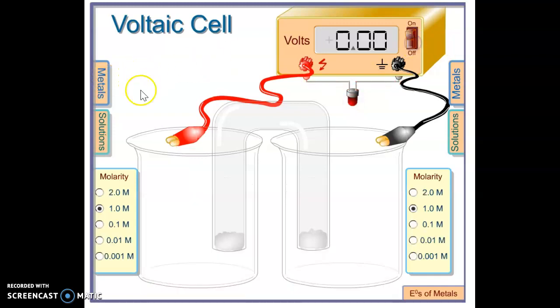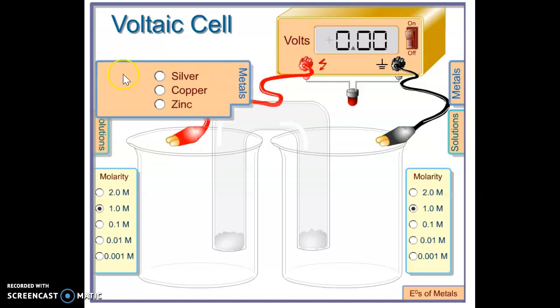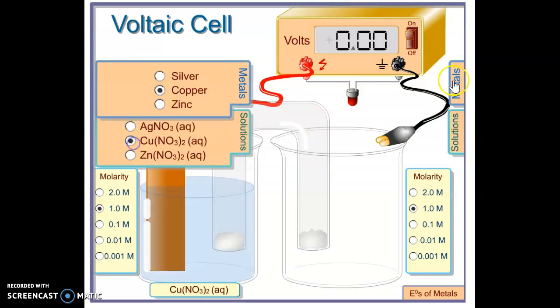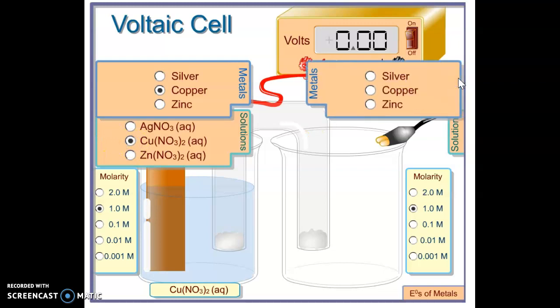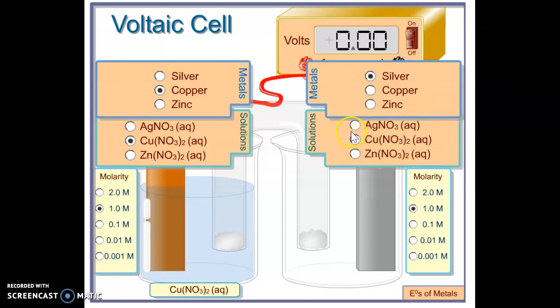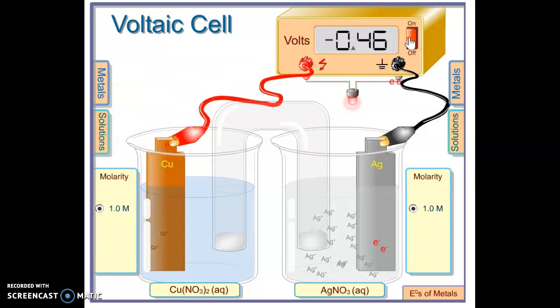All right, I'm just going to crank through this. So next we've got copper in our copper nitrate and silver and silver nitrate over here. Okay, so we just kind of switched directions from what we did before. Okay, record the voltage and the electrons' movement.